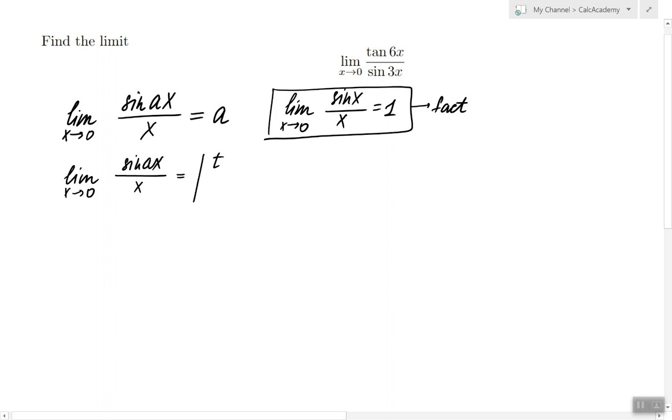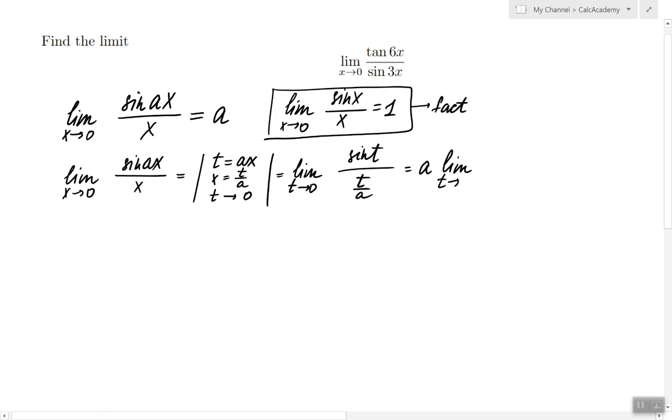So let t be equal to ax. That means x is equal to t over a. That means t goes to 0 as x goes to 0. So the limit now becomes, in terms of t, sine of t over t over a, which means a can be brought to the numerator, and we have a times the limit of sine of t over t, which is 1. So this limit is equal to a.